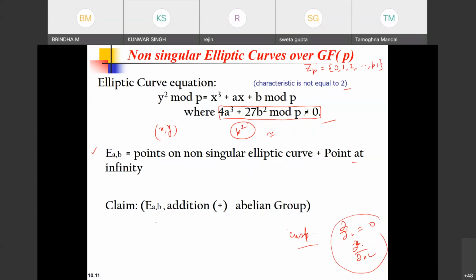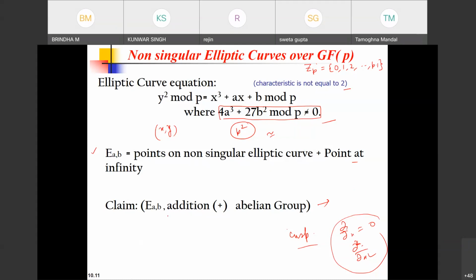Okay, so now the claim is this set with an addition operation. What is this addition operation? That we will define. It is not the normal addition operation. We'll define this addition operation, and this forms an abelian group. Not only an abelian group, this forms a cyclic group. Now we'll see abelian group, but actually in some examples it will form a cyclic group. We need a cyclic elliptic group for ECC.